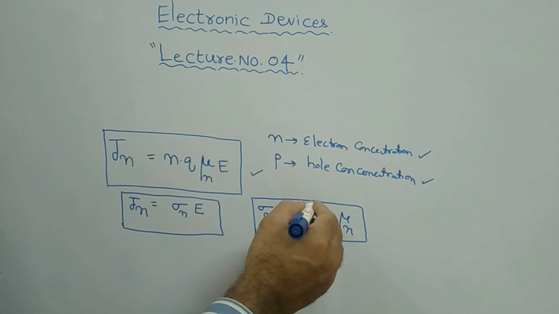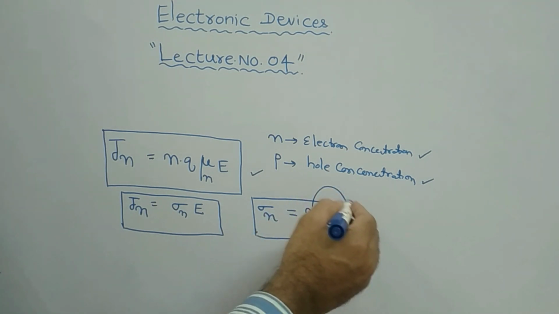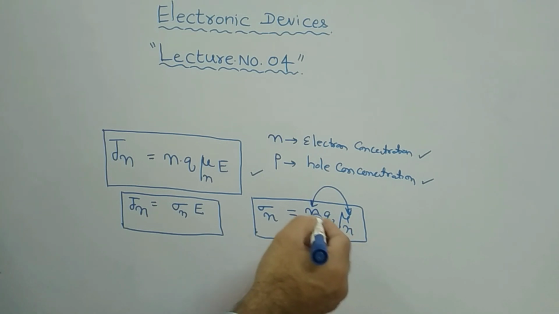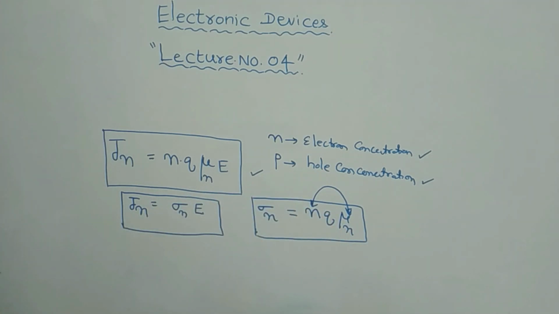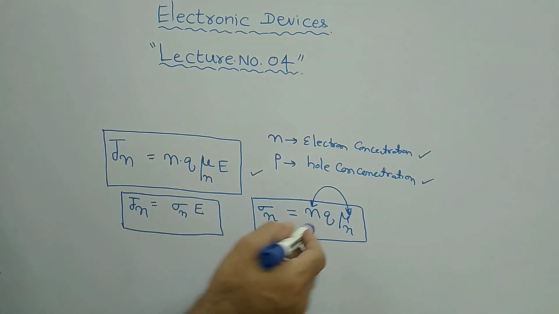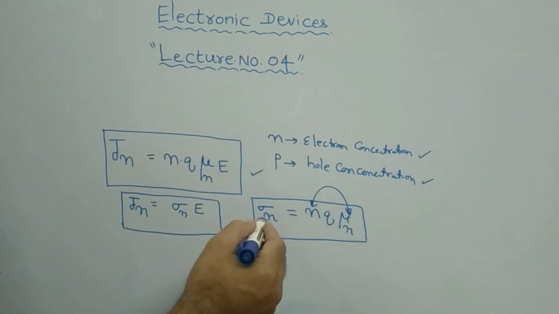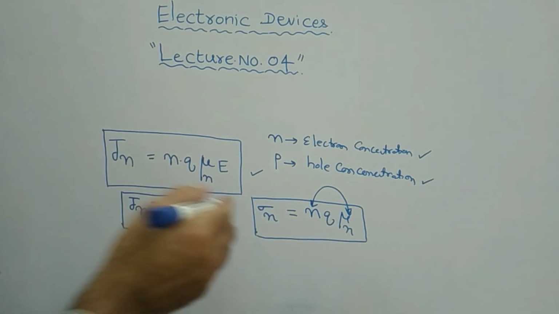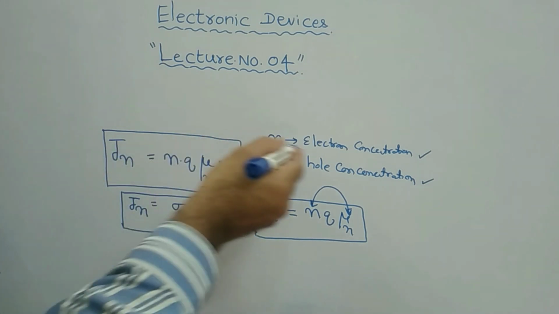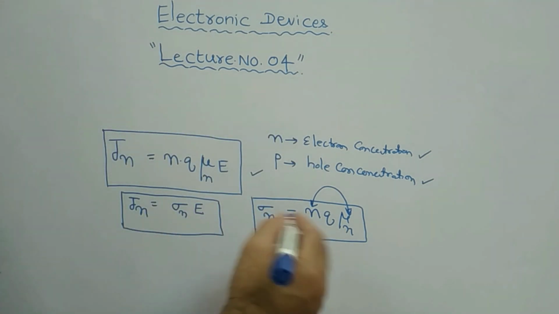If you know these two parameters, n and mu n, then you multiply them along with the charge of the electron, that is 1.609 into 10 power minus 19 coulombs, the magnitude of the charge. If you multiply these, you will get the value called the conductivity with respect to electron. This is the conductivity.